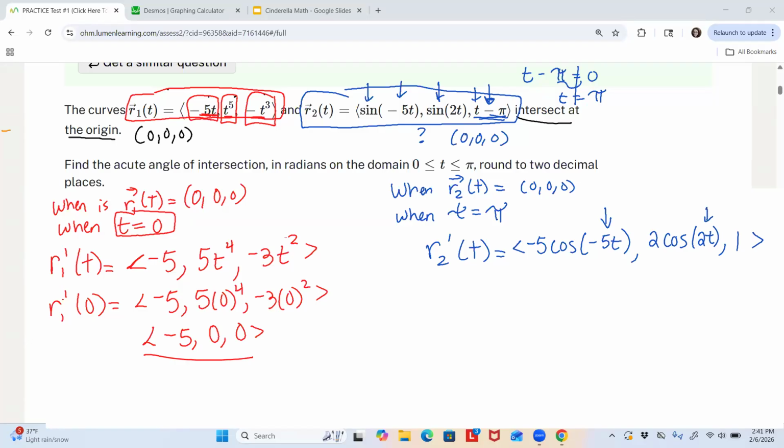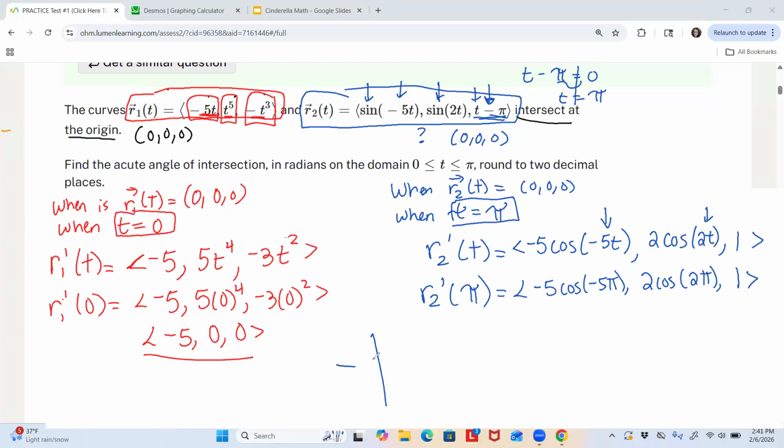And now plug in that magic value of t, which we found to be pi. So we're going to do R2 prime evaluated at pi. That would be negative 5 cos of negative 5 pi, 2 cos of 2 pi. And then there's nothing to plug in on this one, so it just stays 1.